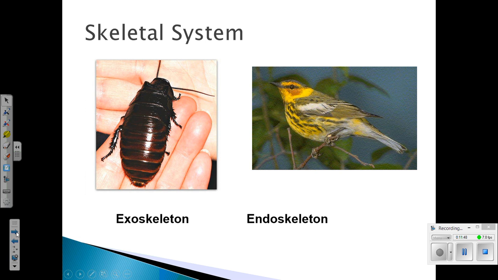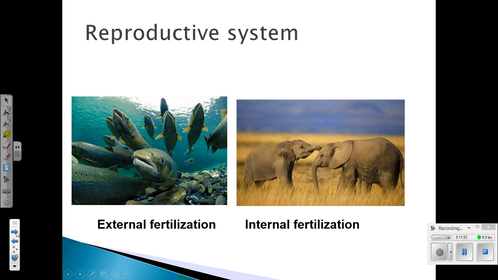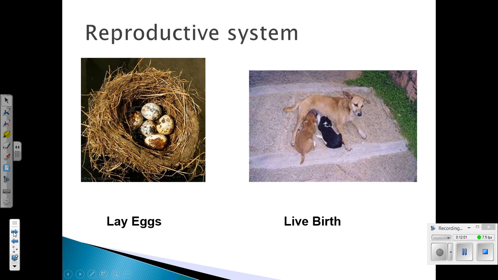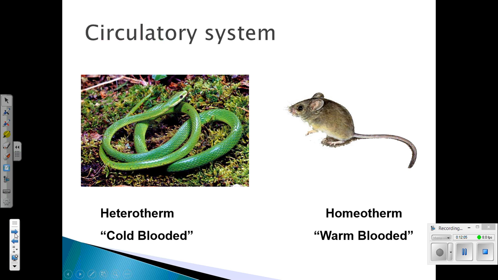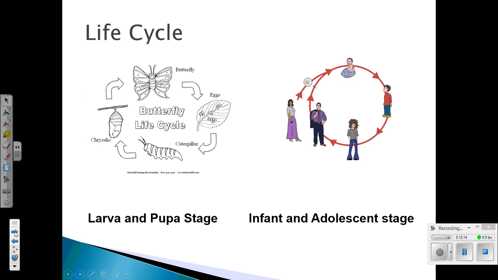Exoskeleton versus endoskeleton. It's going to change a lot of things. External fertilization, like a fish, they do spawning, and then internal, be a mammal like an elephant. You lay eggs or give live birth. Cold-blooded or warm-blooded, which is heterotherm or homeotherm. Can you maintain your body temperature? How do you reproduce?